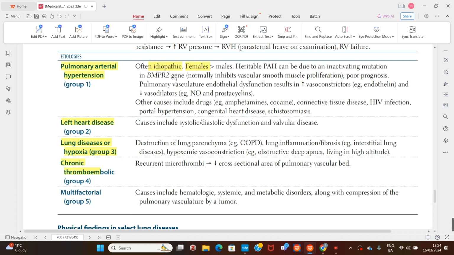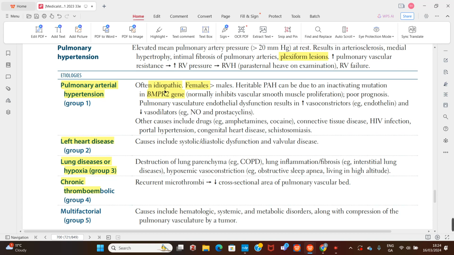And what is the problem? The problem is due to inactivating mutation in the bone morphogenetic protein receptor 2 gene. So this gene product usually inhibits vascular smooth muscle proliferation. So anybody that has a problem with this gene will not be able to inhibit the vascular smooth muscle proliferation. So this predominantly affects that of the pulmonary vasculature, and you have abnormal proliferation of their smooth muscles. They become abnormally thick, leading to narrowing of the caliber of the airway.